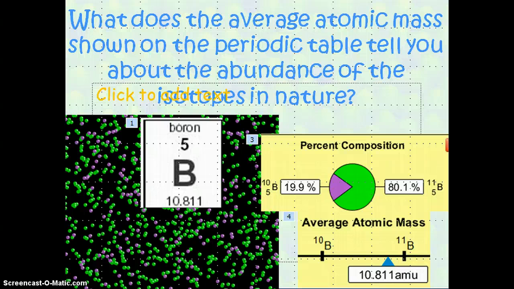So here, let's take the example of boron. Boron's average mass on the table is 10.811. All right, this means that there's probably a lot more of boron 11 isotope than boron 10 isotope. And then when you actually do the data, you see that there is more boron 11 than there is boron 10. Okay, so whatever the mass on the table is closest to is the isotope that there's more of.